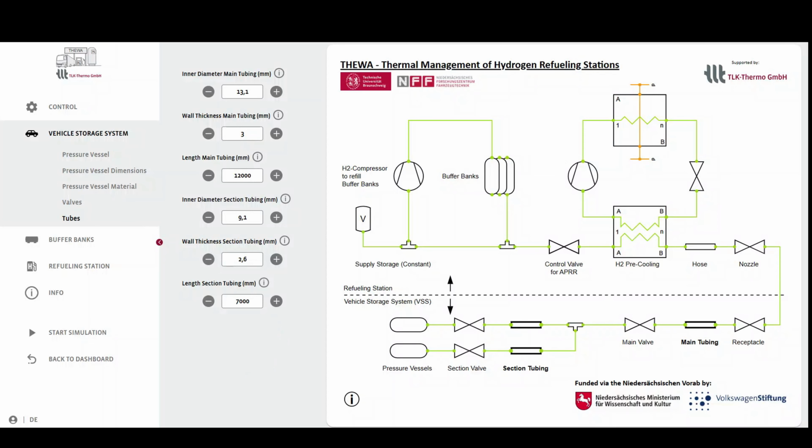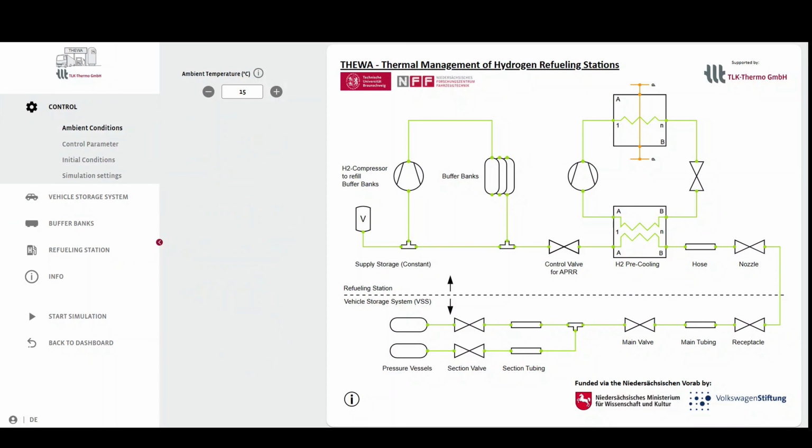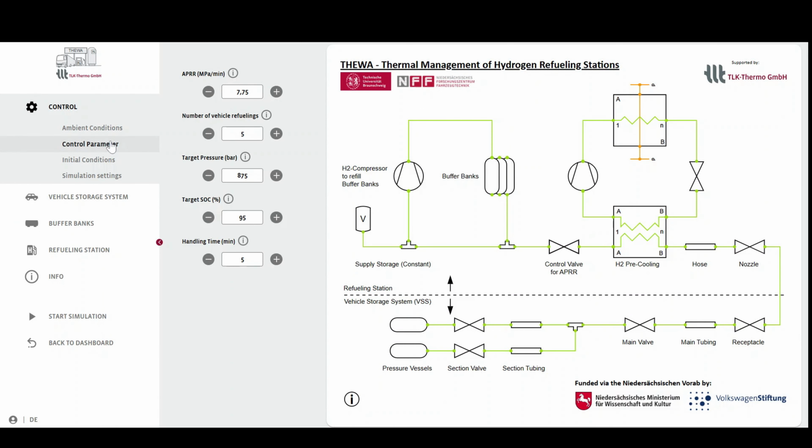Beside the component parameters, you can make some decisions regarding the refueling station control, for example by setting the ambient temperature and the control parameter, the average pressure ramp rate, which is set at the control valve to regulate the vehicle refuelings. In addition, you can set the number of vehicles that should be refueled back to back, and you can decide when a vehicle refueling should be stopped by setting a target pressure or target state of charge. Between two vehicle refuelings, you can set the handling time.